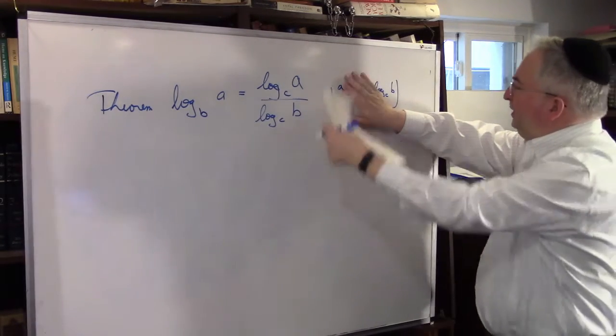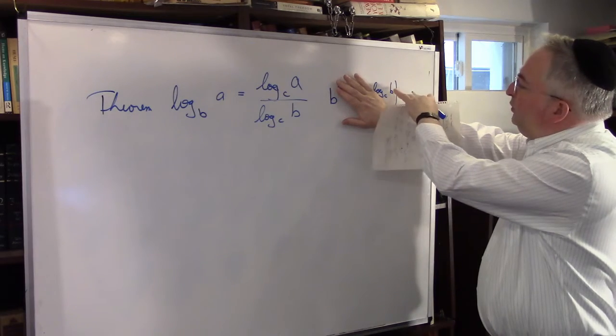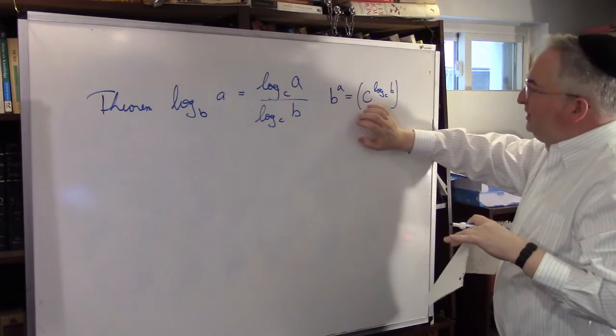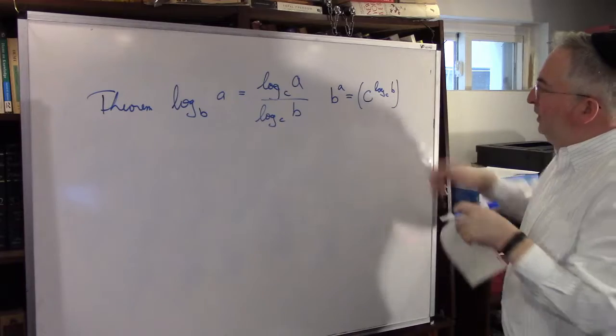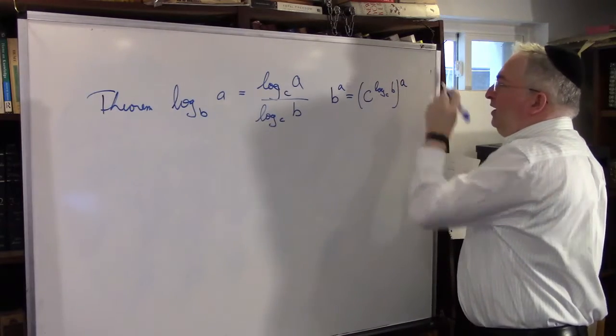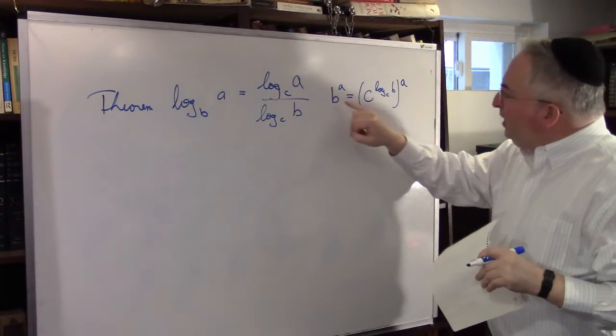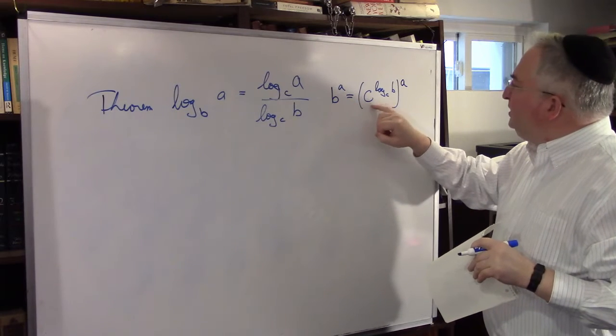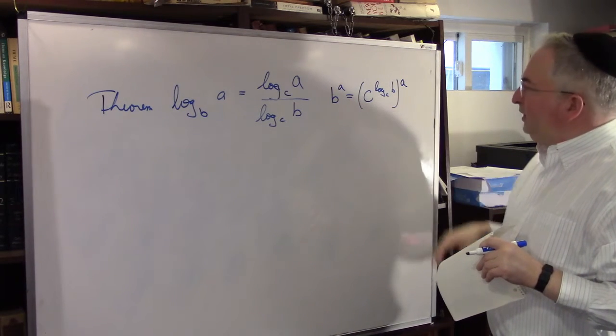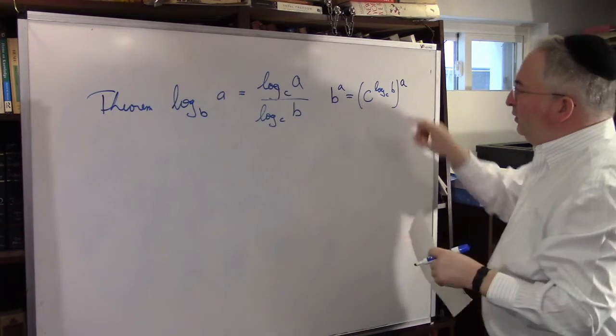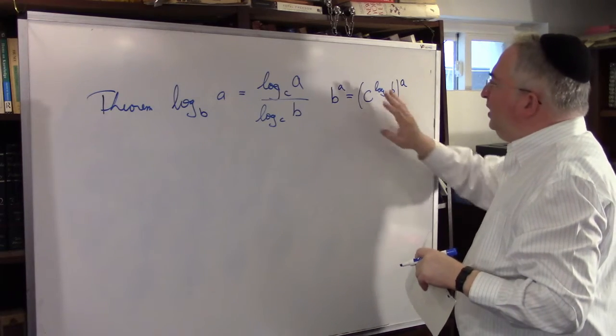Forget about that. What do you have to raise c to in order to get b? Raise c to that, and that gives you b. Okay? Now you have the a. So another way of writing b is c raised to log base c of b. This again is that inverse formula.